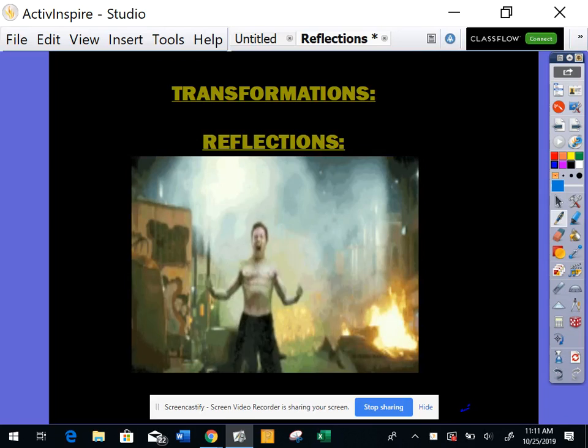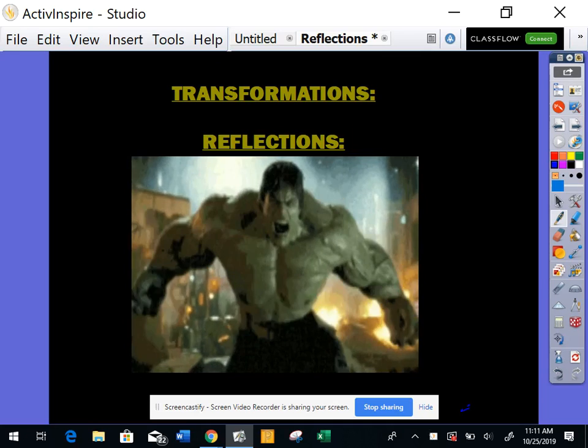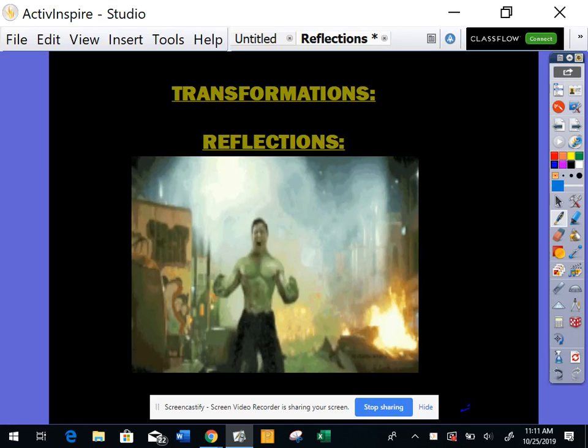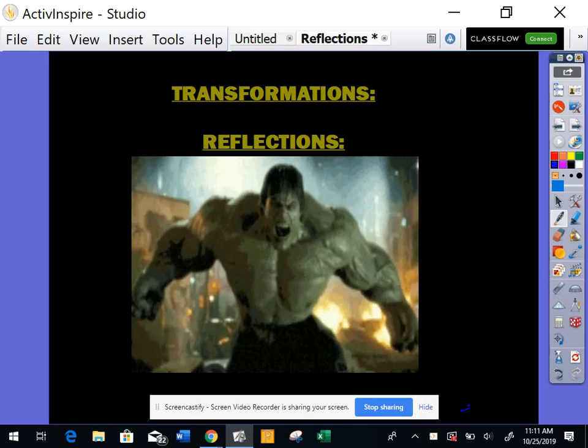And we're not talking about the Incredible Hulk transformation. We're actually talking about math transformation. So, in this lesson specifically, we're going to be talking about reflections. So, let's move on and let's talk about reflections.